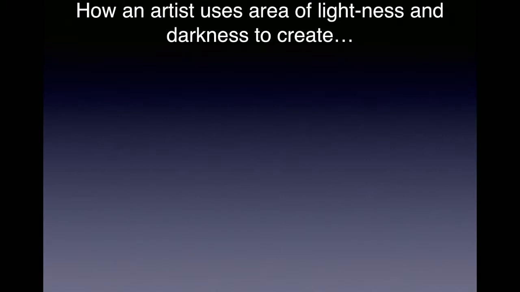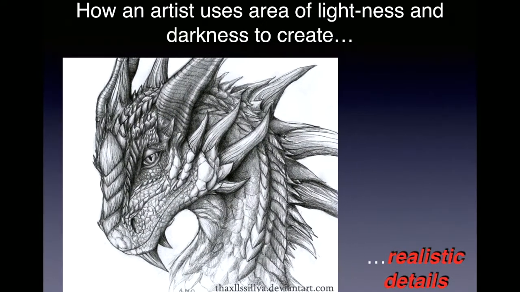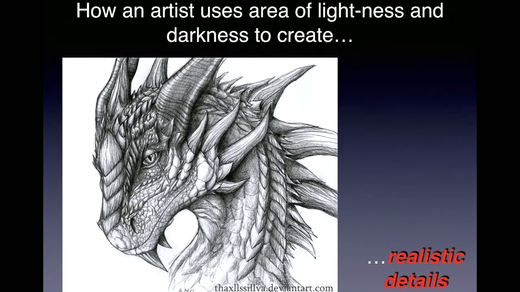Value is how an artist uses areas of lightness and darkness in their artwork. They use areas of lightness and darkness in many ways, including to create realistic details. For example, look at this dragon. This is a pencil drawing, and because the artist has used areas of lightness and areas of darkness and blended these shadows and shadings together, we are able to see something realistic and all of its details just because of how the artist applied value.